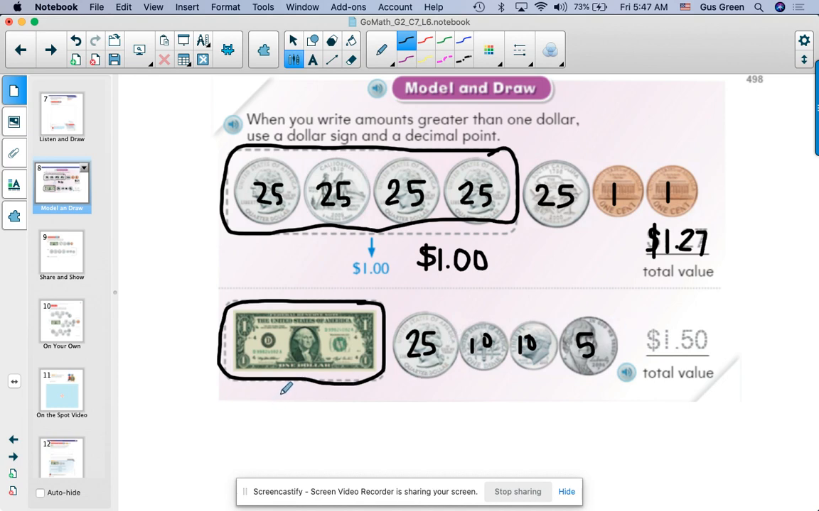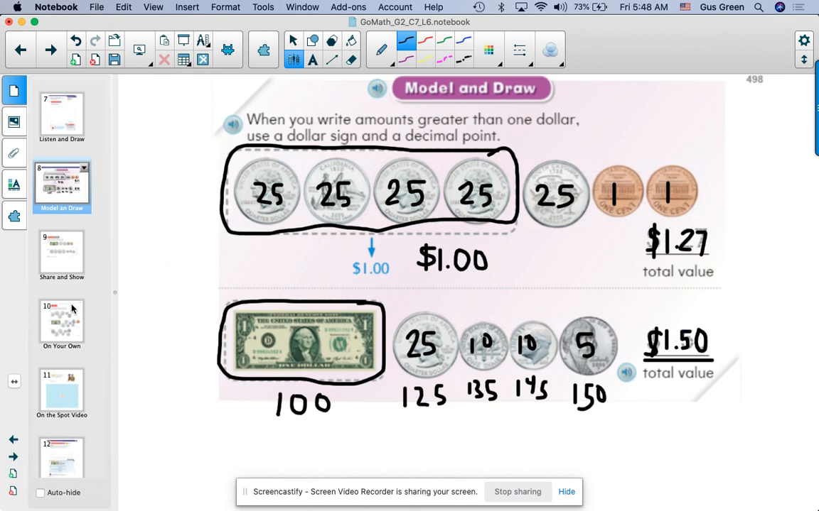Okay, so let's do a running total. This would be 100 because a dollar is worth 100 cents. 125, 135, 145, and 150 cents. And so the way we would write that is we'd use the dollar sign, 1 for the 100, $1, and then 50 more cents. The decimal point goes in front of the cents. So that's how we'll write values greater than $1.